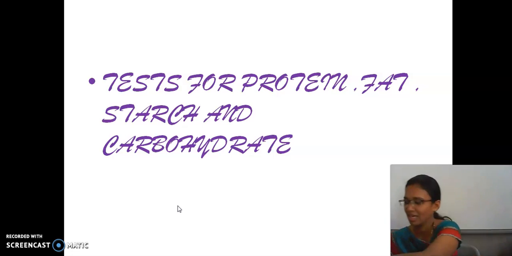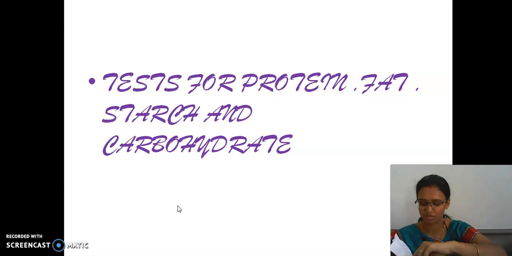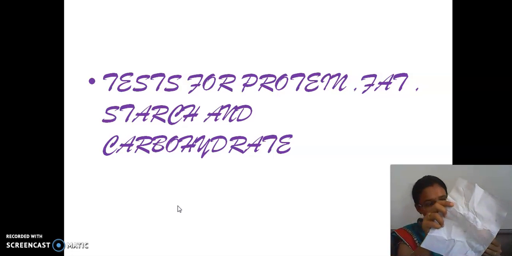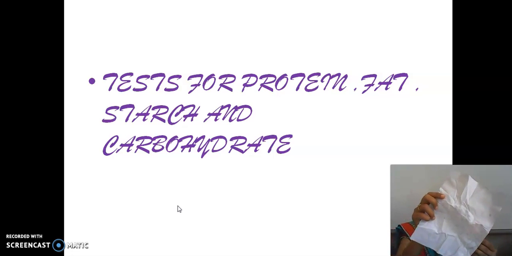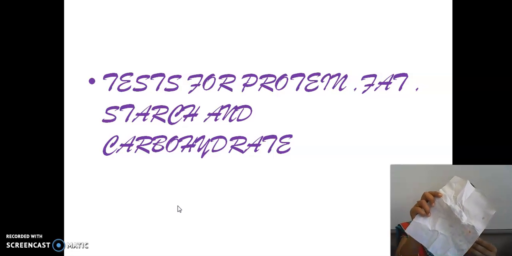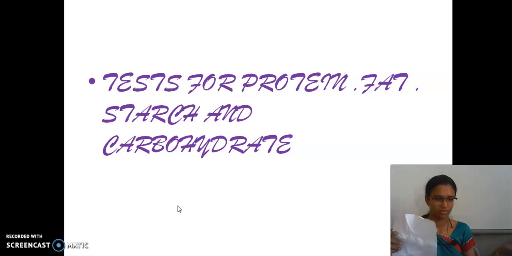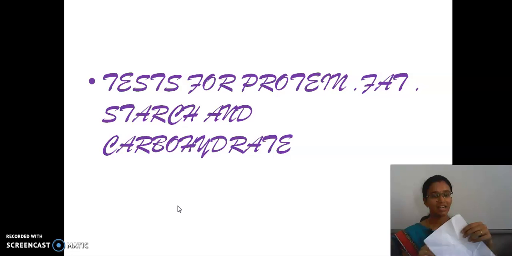Yes? Now this can be confirmed with a matchbox. Now see here. So light can pass through these oily patches. You are able to see, right? Yes. So from this what we can conclude?